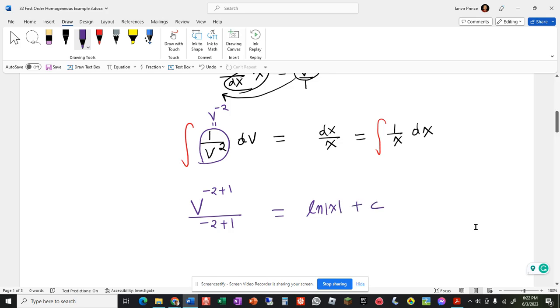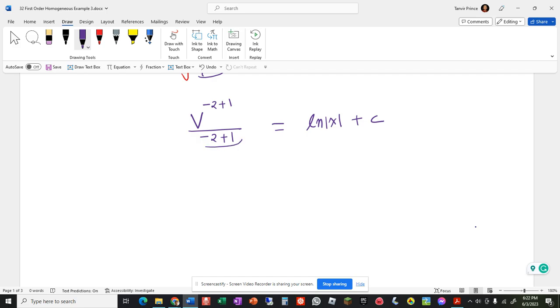So let's try to simplify. So this is negative 1. So this is just negative v to the power negative 1.